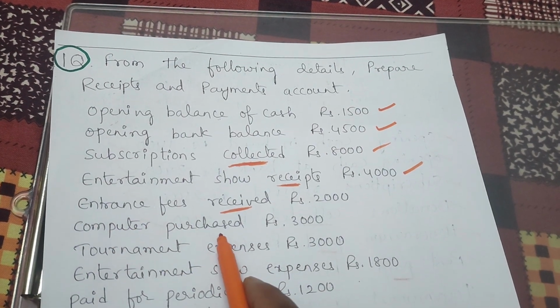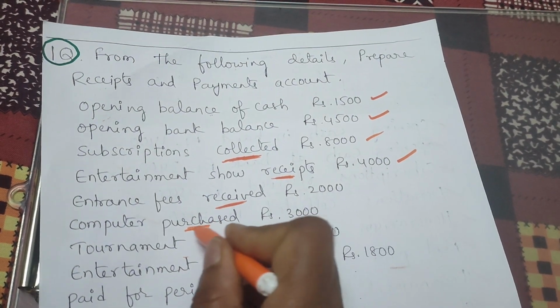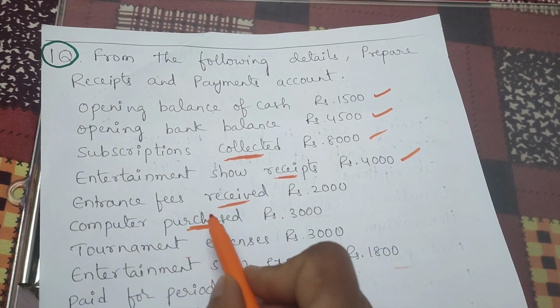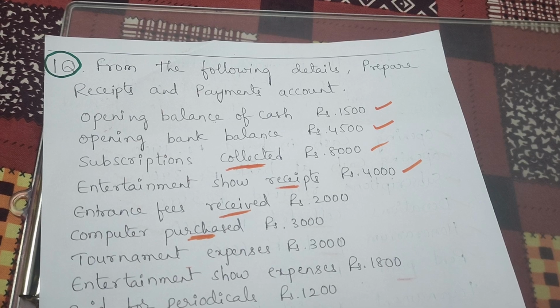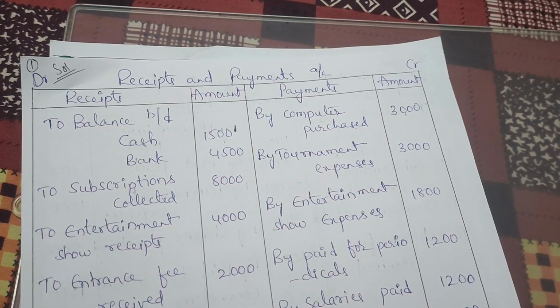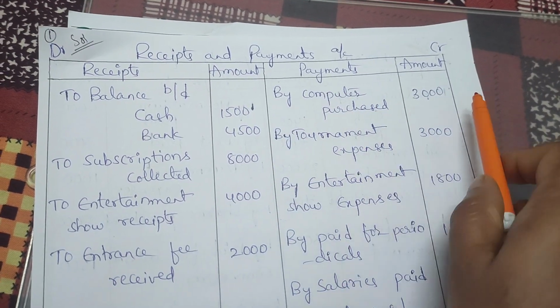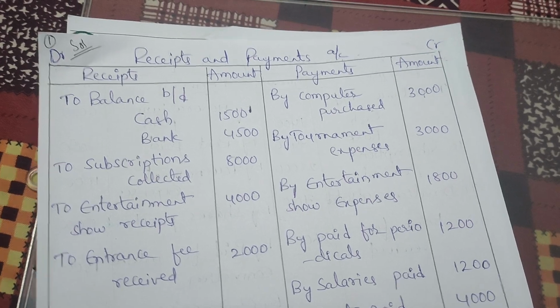Next, computer purchased. If a business is purchasing anything, definitely it pays cash. It is a payment. Purchases are nothing but payments. So computer purchased is a payment, 3,000 rupees. Payments we should always record under payments only, on the credit side. By computer purchased 3,000. And let us see the next one.